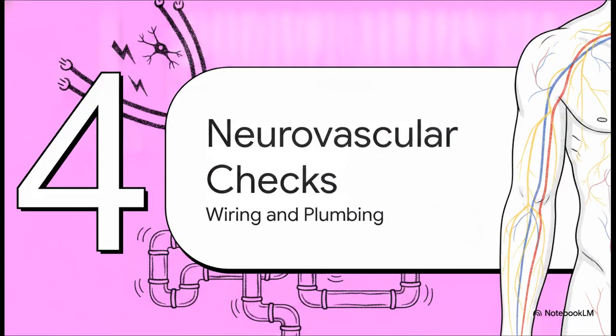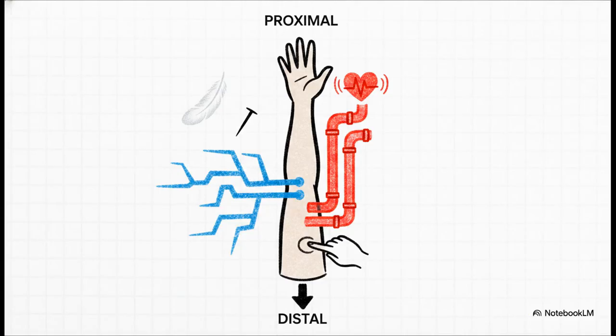Section 4. Neurovascular checks. Testing the wiring and the plumbing. Listen, an orthopedic exam is absolutely never complete without this step. You might have diagnosed the broken bone perfectly, but you still have to check the limb's critical life support systems.